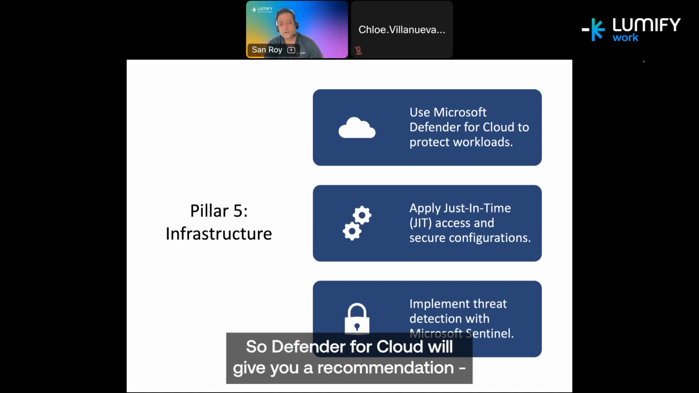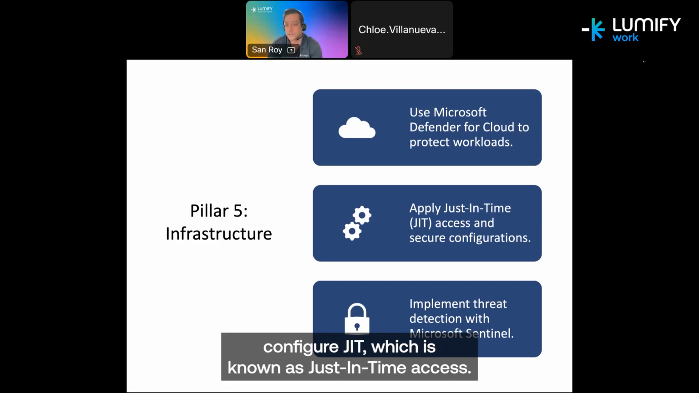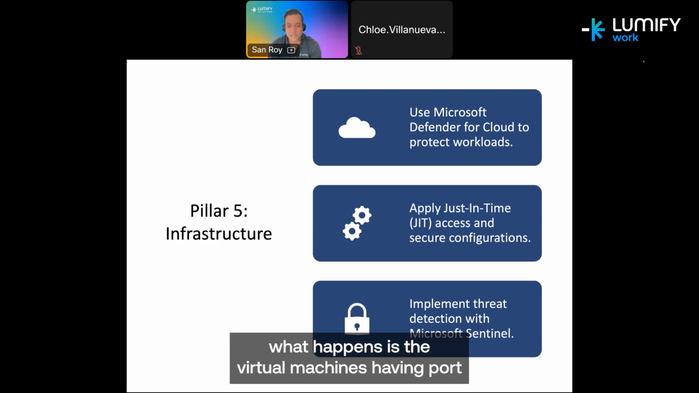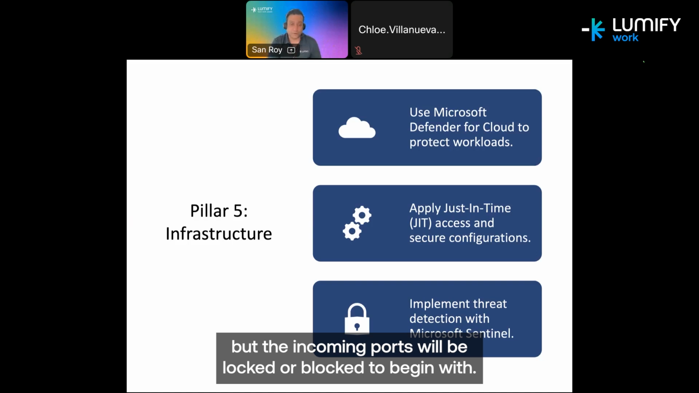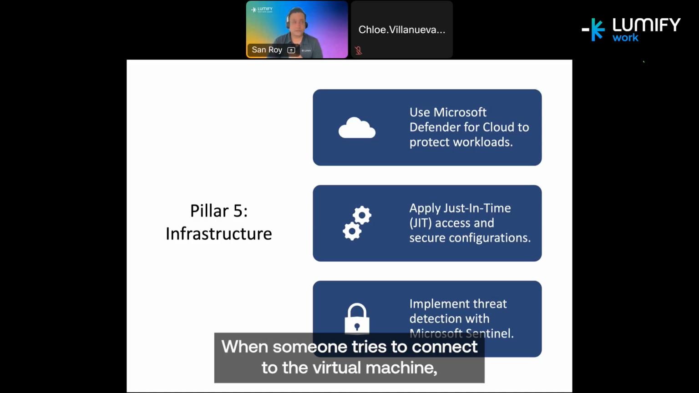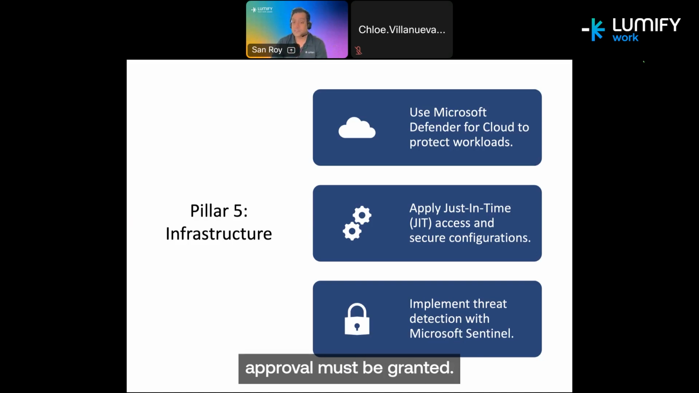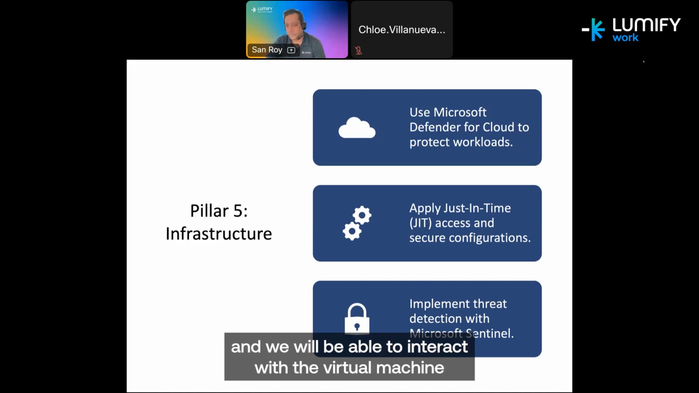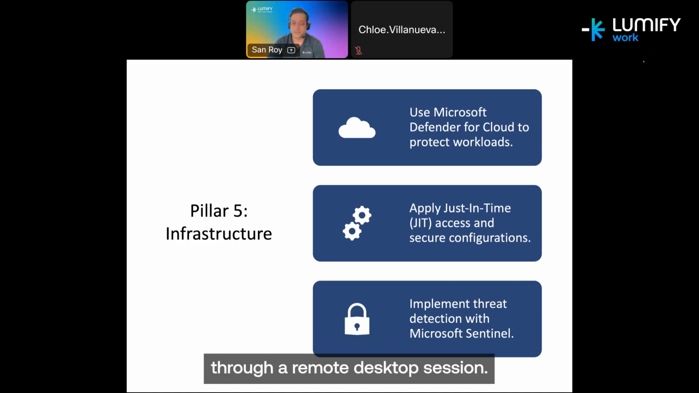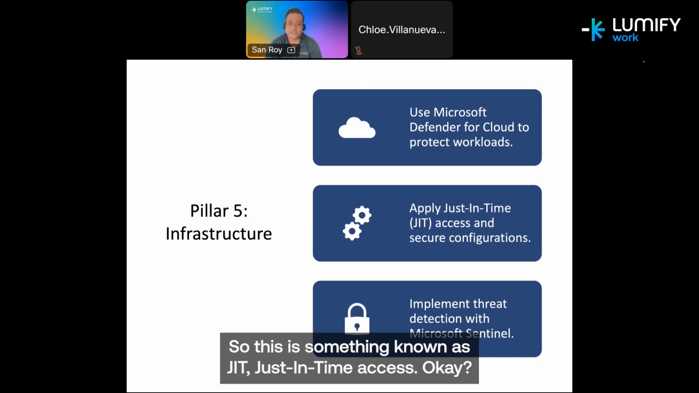So Defender for Cloud will give you a recommendation: configure JIT, which is known as just-in-time access. So with just-in-time access, what happens is, the virtual machines having port number 3389 open in the configuration, that's fine. We have turned on port number 3389, but the incoming ports will be locked or blocked to begin with. When someone tries to connect to the virtual machine, approval must be granted. On giving approval, the ports will be opened and we will be able to interact with the virtual machine through a remote desktop session. And when the session terminates, the port gets blocked again. So this is something known as JIT, just-in-time access.